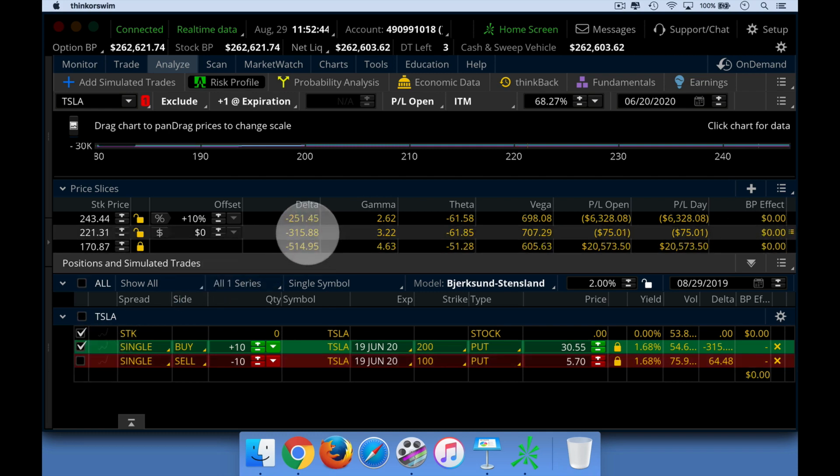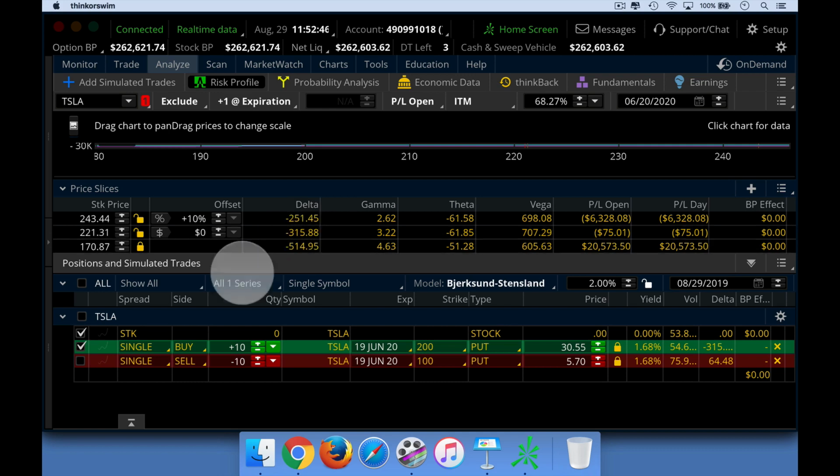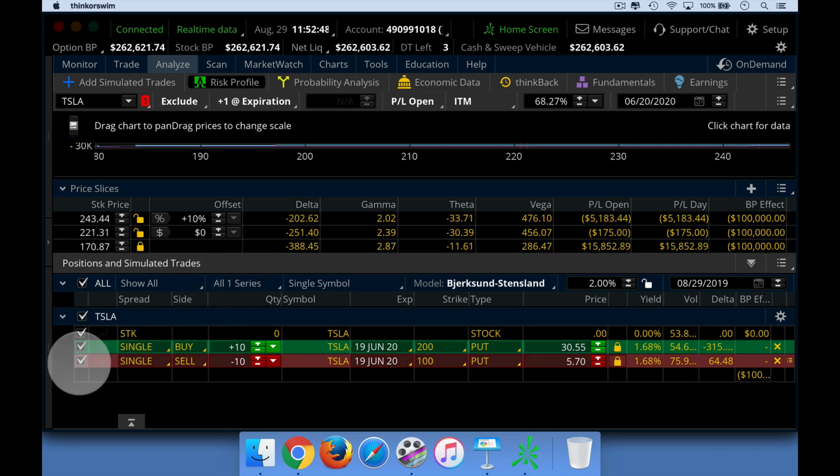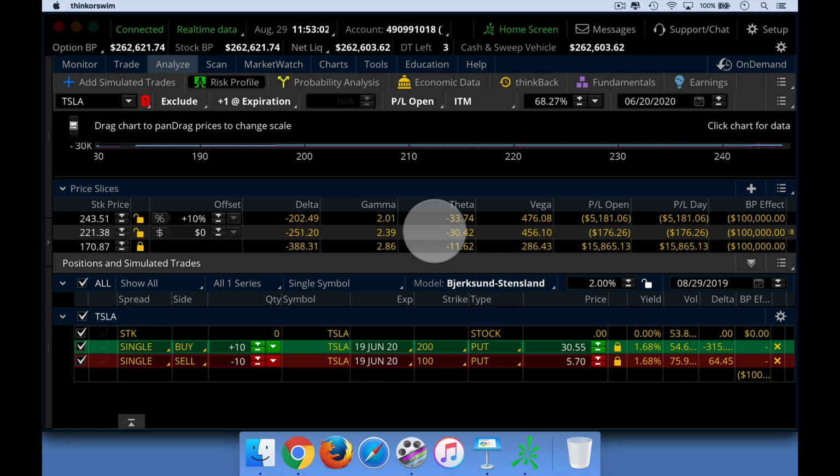But you can see adding that short 100 put, let's go back here, it will decrease our delta. So our delta with just the long 200 put was 315. It drops to 250. So we get a little less delta, a little less bang for our buck. Gamma is still basically near zero, gamma neutral. We already mentioned that the theta decay is halved. It goes from 61 or 62 down to 30, 31.